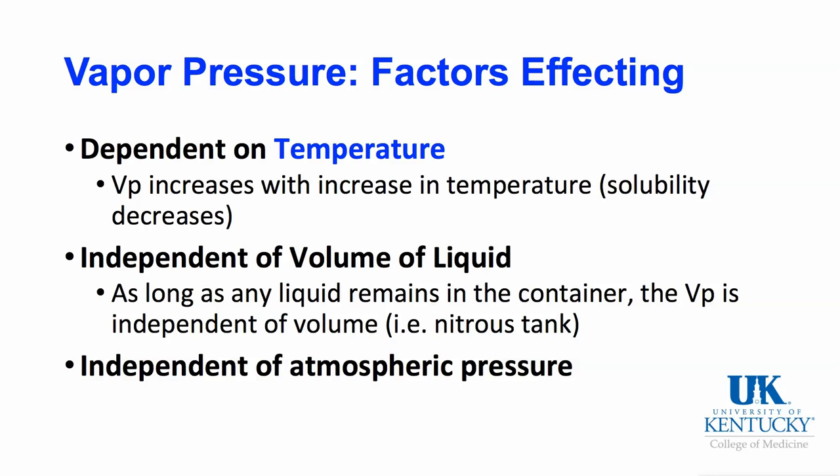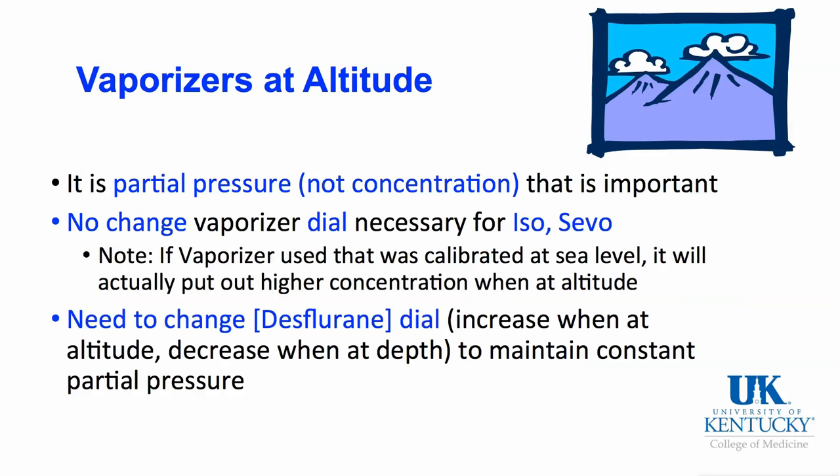Vapor pressure is independent of the volume of the liquid. As long as there's any liquid remaining in the container, the vapor pressure is independent of the volume, like the nitrous tank. As long as there's some liquid in it, the pressure in the tank stays the same. And it's also independent of atmospheric pressure. So vapor pressure is the same at sea level as it is at, say, for example, Denver, Mile High.